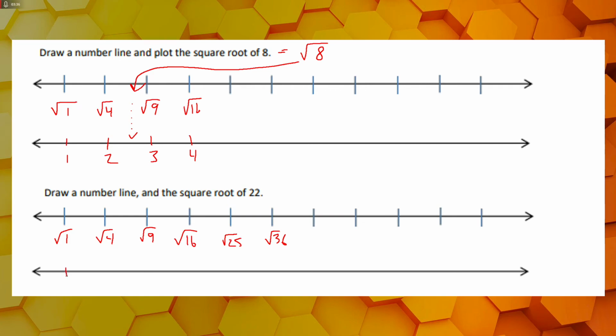So again, I know the square root of 1 is 1, the square root of 4 is 2, and the square root of 9 is 3. On and on and on, 4, 5, 6. So I just need to know where's the square root of 22? Well, the square root of 22 is going to fall between the square root of 16 and the square root of 25. So it's over here somewhere. Because it's in between these square roots, I also know if I continue my line down, it's going to be between these two numbers. So the square root of 22 is between 4 and 5.